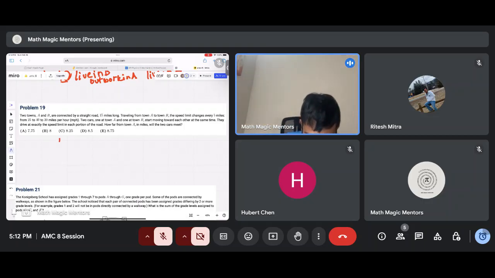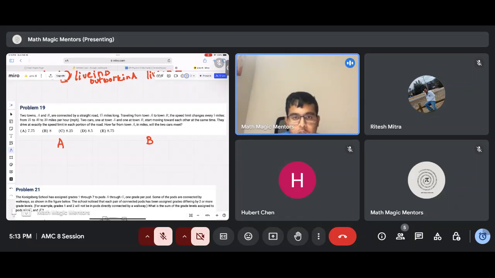Okay, so there's town A here, and there's town B here, right? And so traveling from town A to town B, the speed limit changes every 5 miles, right? So it says that the speed limit changes from 25 to 40 miles per hour, and then from 40 miles per hour to 20 miles per hour, right? Does that make sense to you guys? That part.